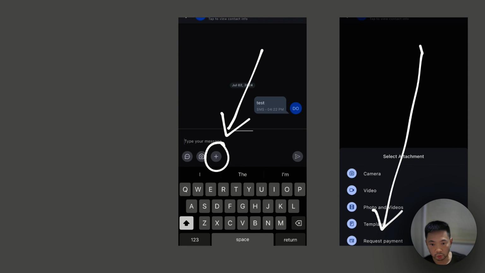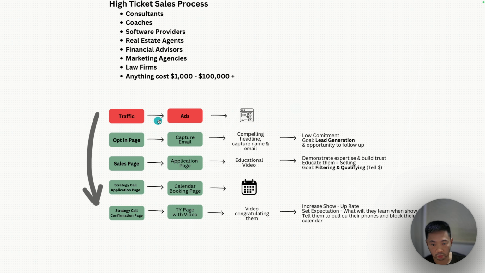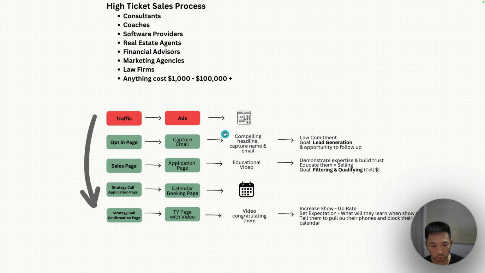So when it comes to traffic, it all starts with ads. You need to have a compelling ad. And from the compelling ad, when somebody clicks through the ad, it goes to an opt-in page. The opt-in page is simply a very, very simple one page. The goal is to collect as many leads as possible. To do this, we will have to have a compelling headline and to capture name and email.